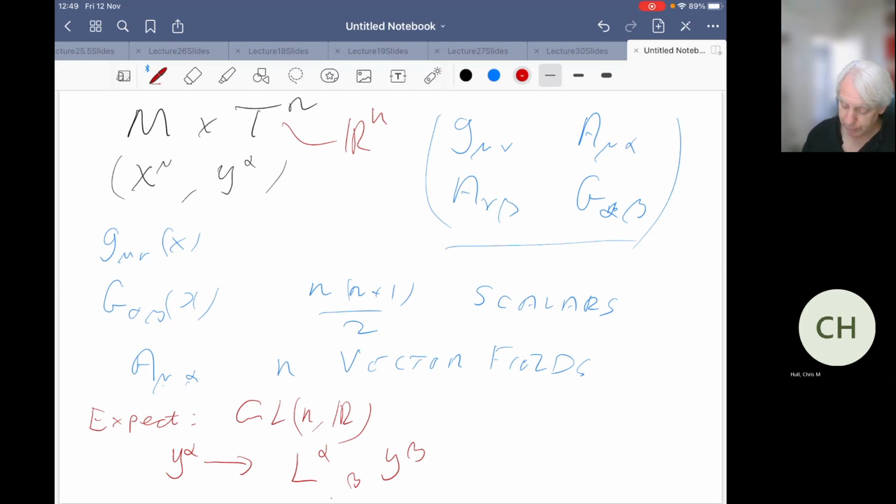And from this, we would expect there to be a symmetry of this kind where all upper indices transform in this way with an L, and all lower indices transform with an L inverse, so that, for example, A mu alpha went to L inverse alpha beta A mu beta. And we might expect this to be a symmetry of the dimensionally reduced theory.